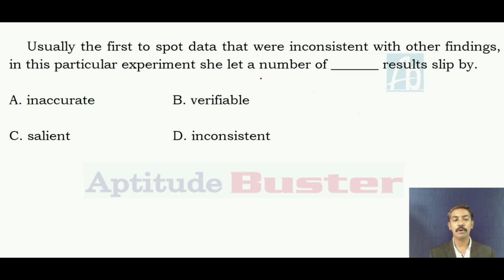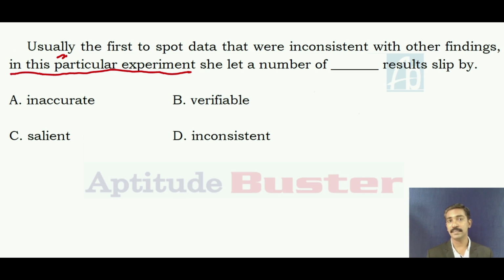Usually the first to spot data that were inconsistent with other findings. In this particular experiment, she let a number of dash results slip by. I admit that this is a challenging question. You need to try to look for structural clues before proceeding to get the overall meaning of the sentence. The sentence begins with usually and it brings in a phrase in this particular experiment. Why are these two phrases being given? If you think of it, you can easily predict the word for the blank.